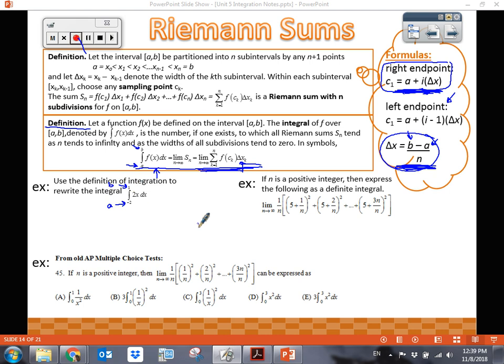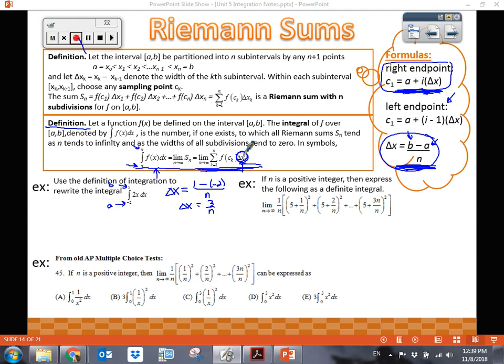So what we're going to do is use this formula right here to find our delta x. So delta x equals b, which is 1, minus a, negative 2, over n. So our delta x is 3 over n. Okay, what have we done? We have just found what we're going to put right here. We're going to put 3 over n right there.